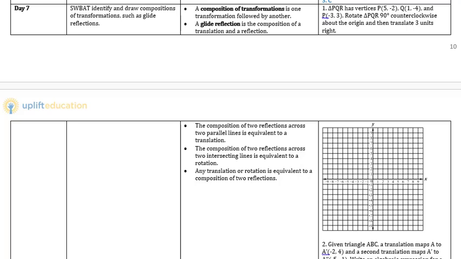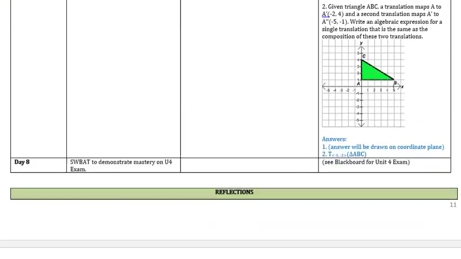Day 7, you're drawing compositions of transformations such as glide reflections. The kids need to know the difference between all of the different types of transformations in order to get to this day. Make sure that you talk about order matters, how to write the rules with the open circle, all those things.